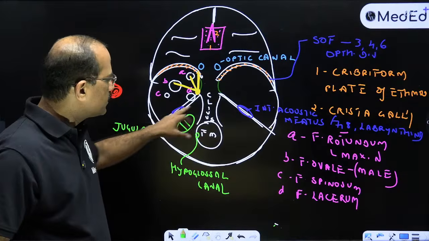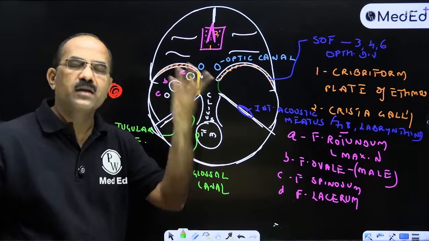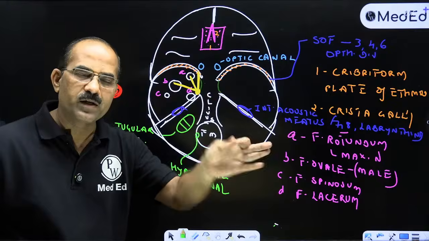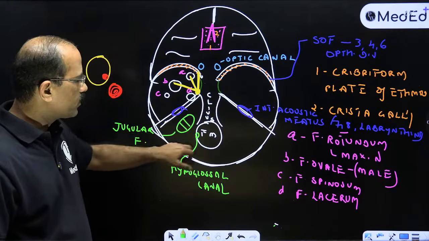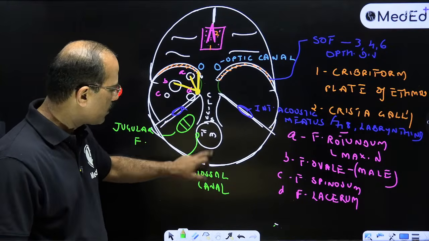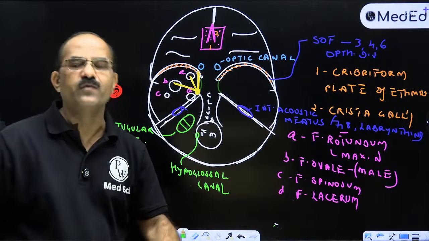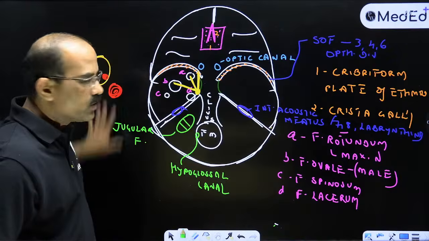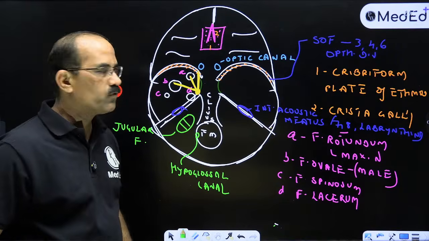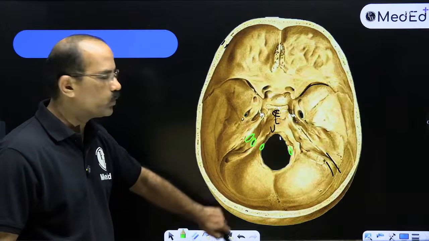This is the internal acoustic meatus. इससे क्या जाएगा? 7th nerve, 8th nerve, labyrinthine artery. That's the jugular foramen. That's the foramen magnum. And यहाँ पे है hypoglossal canal, जिससे जाएगा hypoglossal nerve. Perfect है? So this is about the interior of the skull. This is what you are supposed to know.